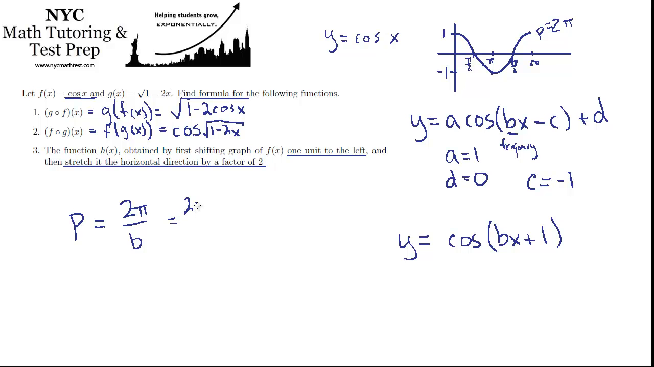How can we choose a value for b that will make the period 4 pi? We should pick b equals 1/2, right? Because 2 pi over 1/2 would be 4 pi. So b equals 1/2. That's the frequency. And you'll notice that as the frequency gets larger than 1, that makes the period smaller, so you'll see more than one cycle in this picture. But now we're stretching it, so there's going to be only part of a cycle as you go from 0 to 2 pi. So the final answer: y equals cosine of 1/2 x plus 1.